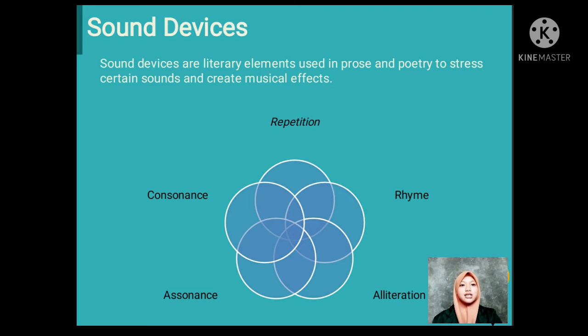Alliteration. Alliteration is a sentence or a paragraph that starts with the same letter or sound. For example, strong winds, still waters. Next is assonance. Assonance is the repetition of vowel sounds. Assonance often creates near rhyme.